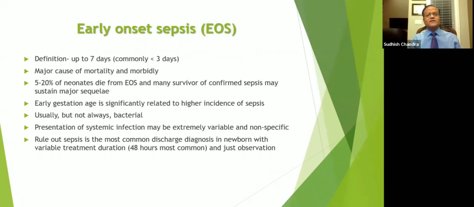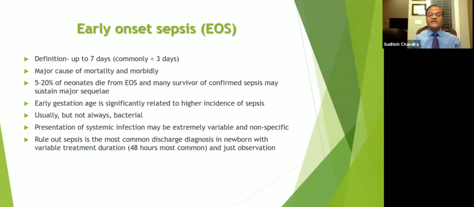So early onset sepsis, again, as I said, is a major cause of mortality and morbidity. Almost 5 to 20% of the neonates die from early onset sepsis, and many survivors of confirmed sepsis have major sequelae. So it's a serious disease. It's really a serious disease. And even the death of one newborn is too much. That's what the message should be. And that's why you will see that we keep trying. Even though it is a low incidence disease, we try our best to decrease that incidence further.